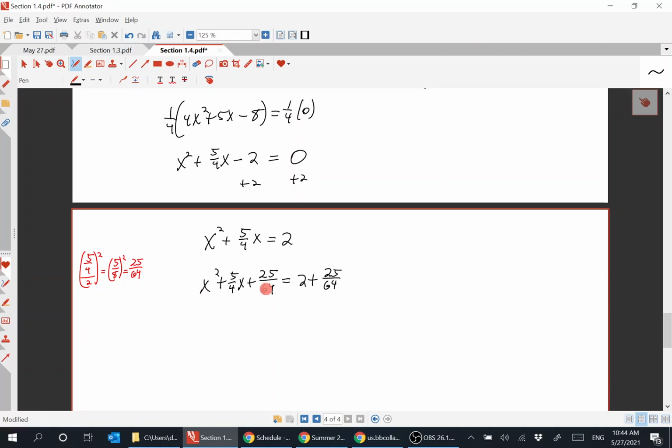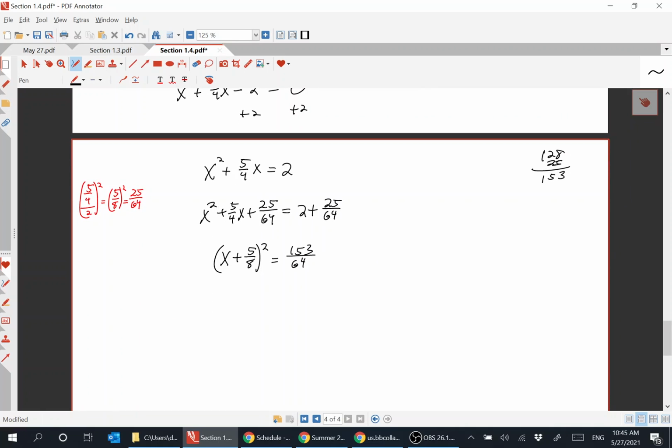This is now a perfect square. Square root of 25 over 64 is 5/8. So this is x, not minus, but plus 5/8 squared this time, because that's a plus rather than a minus. If this was a minus, it would be minus 5/8. But because it's a plus, it's plus 5/8. And then 2 is 128 over 64, plus 25 is 153 over 64.